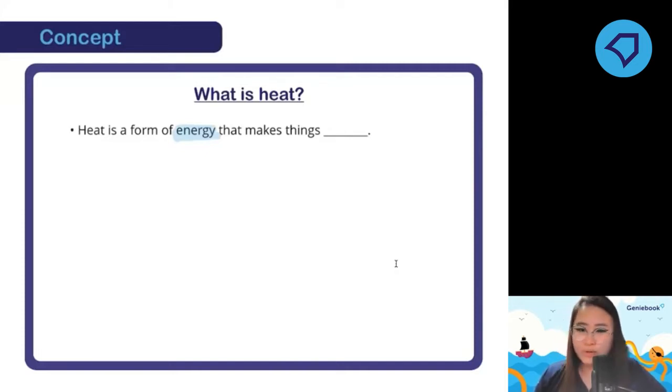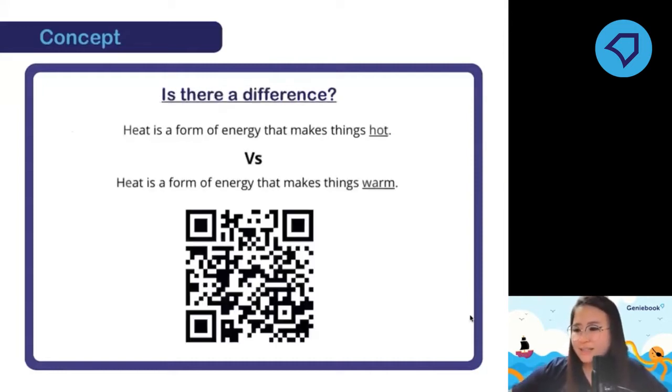Ooh, I see the word hot or warm being thrown around. It makes things warm or hot. We're not going to define which is which yet. Just to get an idea, what do you think is the difference between hot versus warm? Heat is a form of energy that makes things hot, or heat is a form of energy that makes things warm.